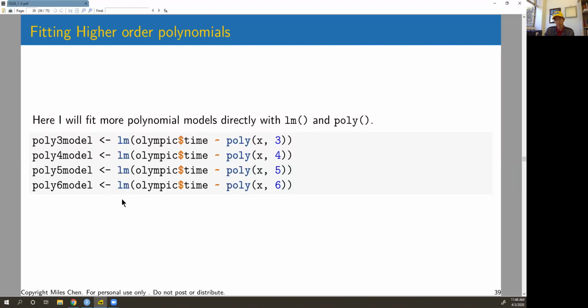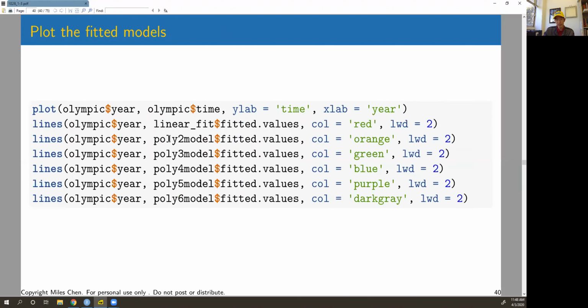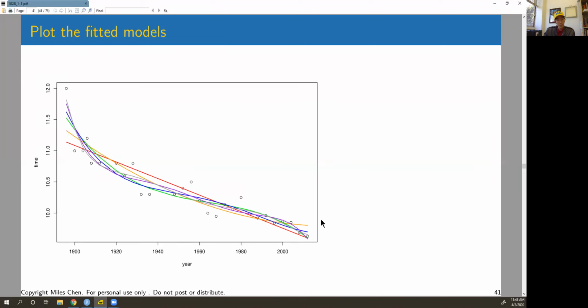and we're getting these different linear model fits, okay? And I'm going to graph all of these predicted lines. The linear one will be in red, quadratic in orange, and I'm going to go green, blue, purple, dark gray, and it looks pretty, okay? So I've got the straight line fit is red, the quadratic fit is in orange, and then the higher order terms are in different colors, okay?